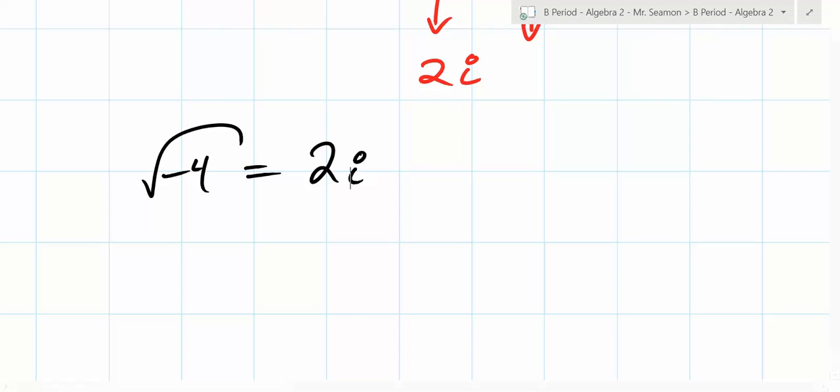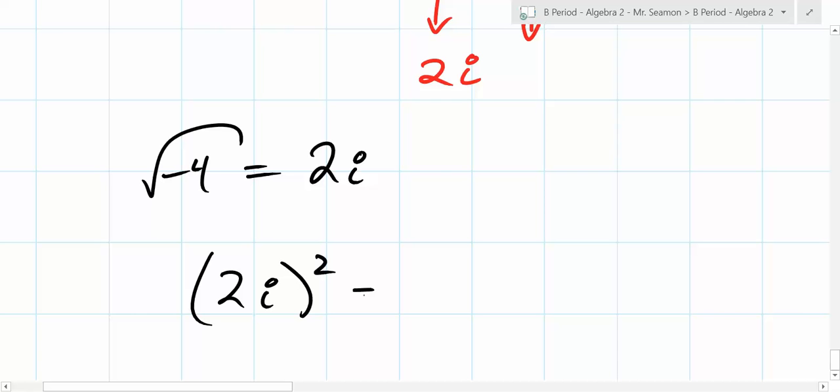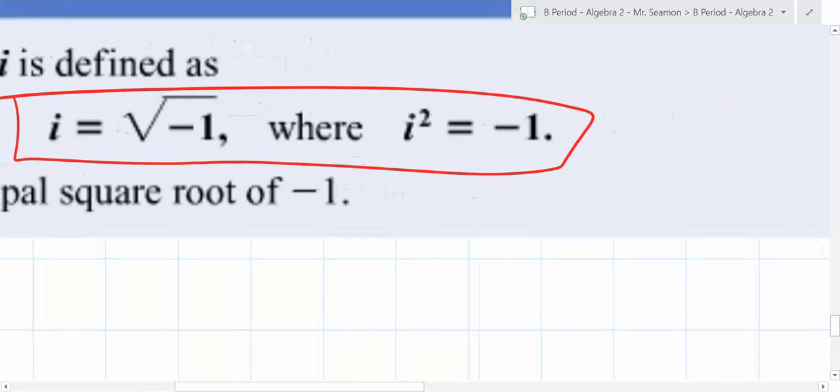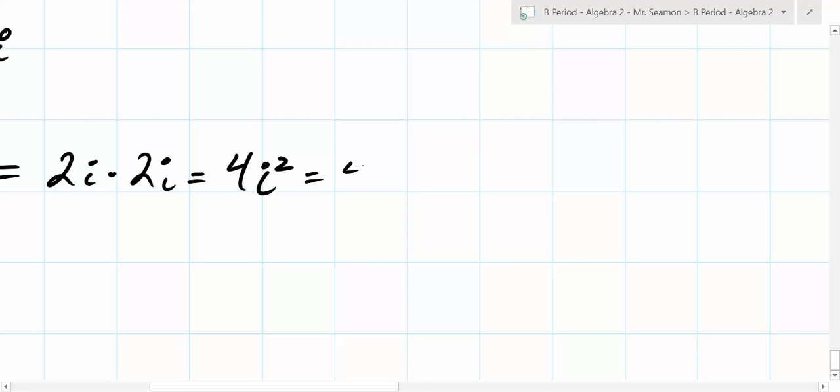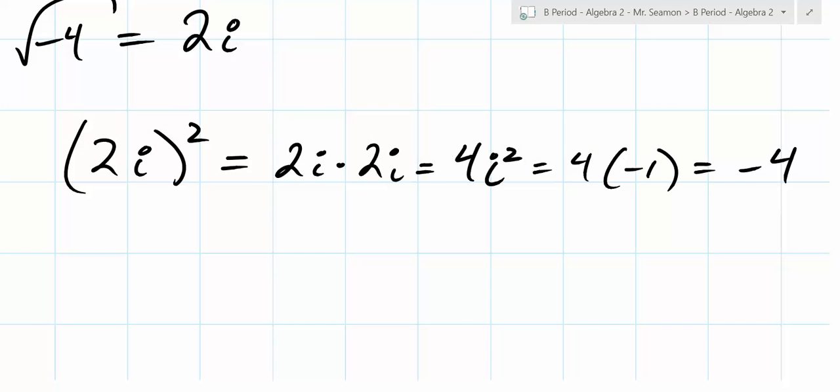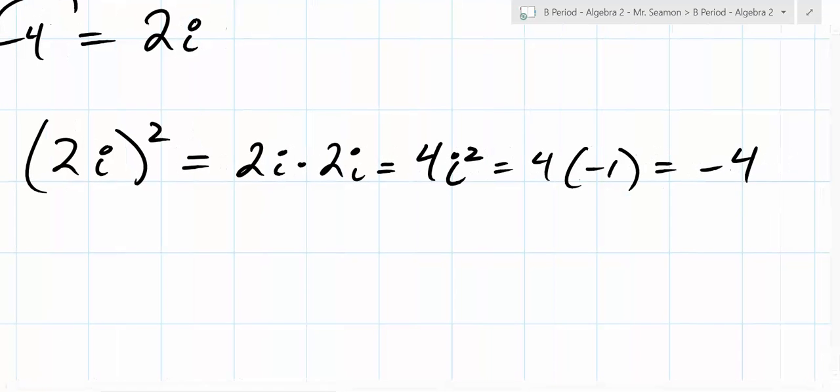How do we test this to see if this is true? Well, we know that the square root of 9 is 3, because 3 squared is 9. So let's try squaring this. 2i squared. Well, that's 2i times 2i. What's 2 times 2? 4. And i times i is just i squared. But what is the definition of i squared? Negative 1. So now what do we have? 4 times negative 1 is negative 4. So does that check? Yes, absolutely. It absolutely checks.